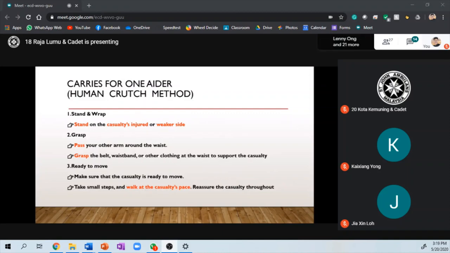Now we move to the part which is carry for one first aider. There are four types of methods for one first aider, the first being the human crutch method. It goes step by step. I will tell you how to do it, and I will show you some video as an example. Sorry for my broken English.